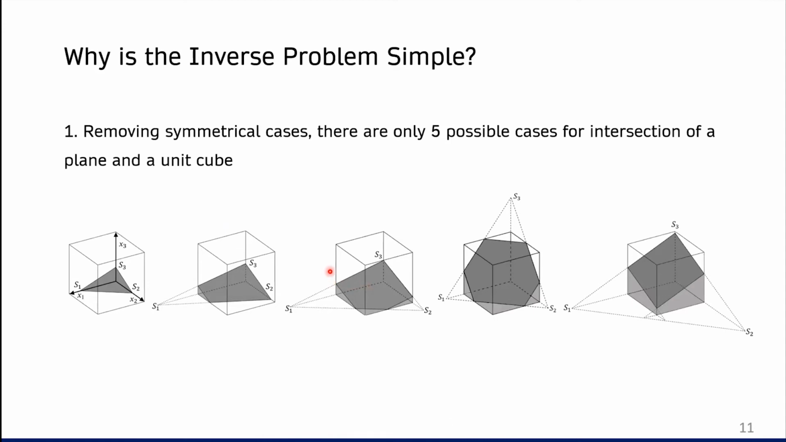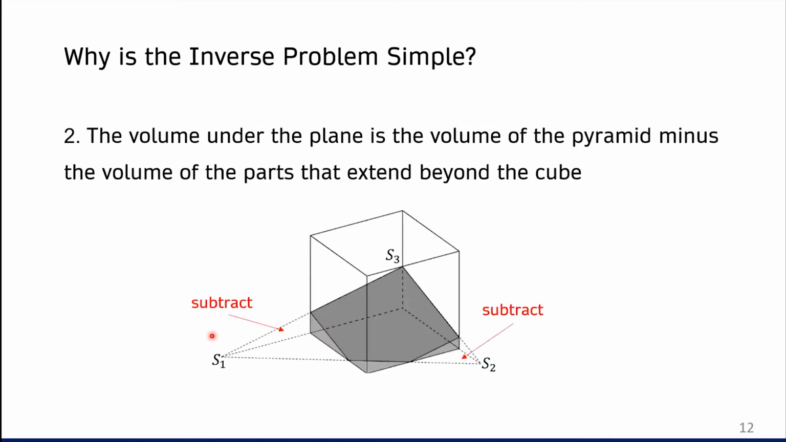First, if you remove all the symmetrical cases, there will be only 5 possible cases for the intersection of a plane and a unit cube, which are all shown here. So very simple, and there are not too many cases that we have to deal with. There's only 5.